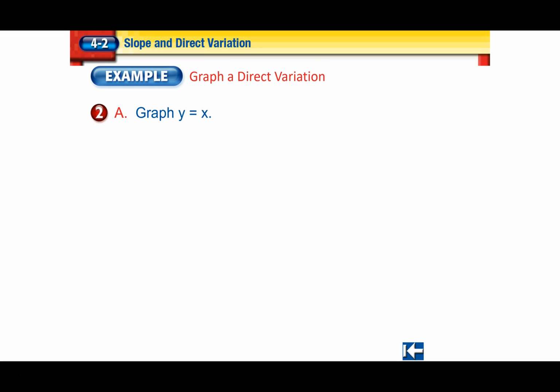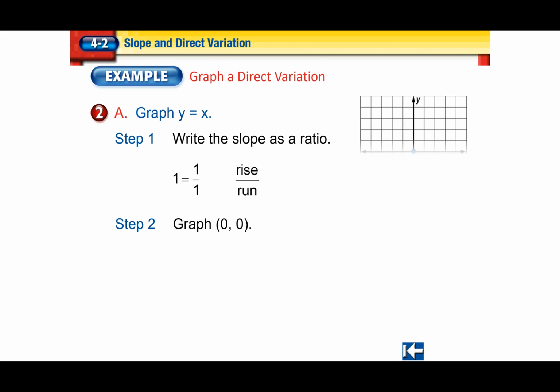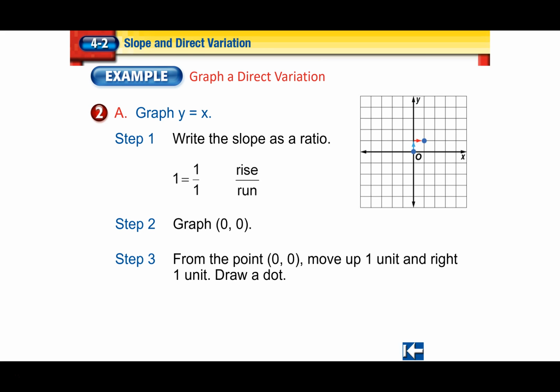All right, graphing a direct variation. So graph y equals x. So we write down the slope as a ratio. It was our first step. So that's going to be rise over run. We graph from 0, 0, because everything for direct variation starts at the origin. We're going to draw a point going up 1 and then 1 to the right. They have them here, up 1, over 1, make another dot. And we're going to draw connecting dots through that.